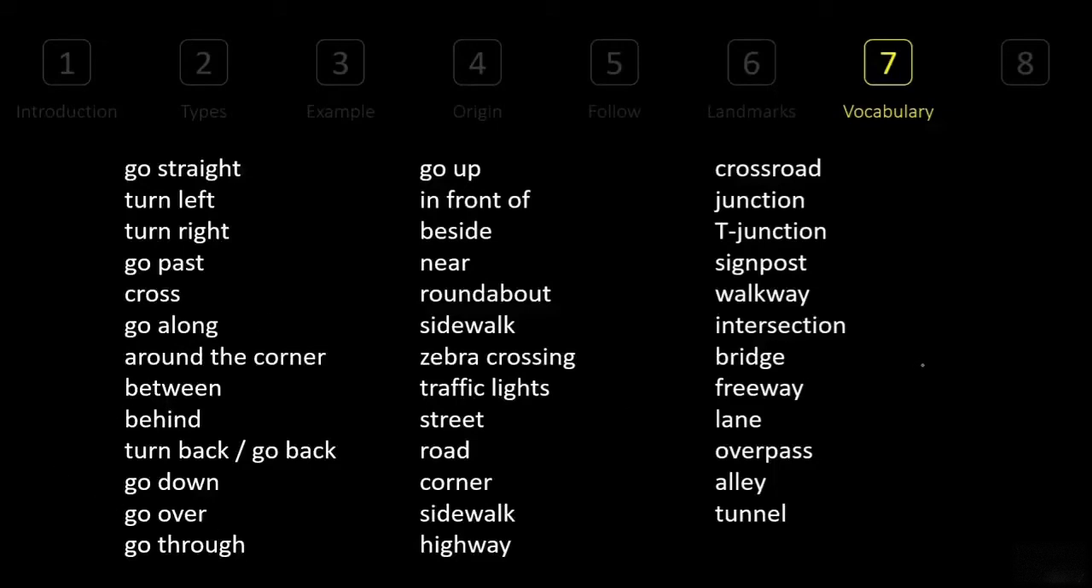What I want you to do is stop here and just copy all of them and see how they're used. If you don't want to do this, there's also a vocabulary course created which we have provided to you. You can look into it and all of them are explained in detail. Okay, see: go straight, turn left, go past, that means we go across, go along with something, around the corner, between, behind, turn back, go back, same way.